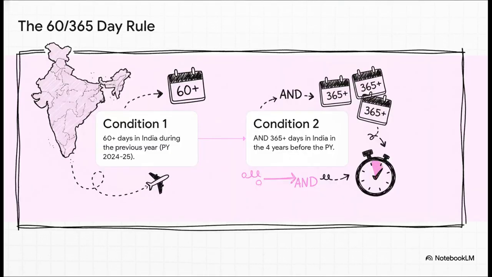This is the second condition, and it's a two-step combo. First, were you in India for at least 60 days in this past financial year? And second, this is an and, in the 4 years right before that, were you in India for a grand total of 365 days or more? You have to hit both of these targets for this rule to count.